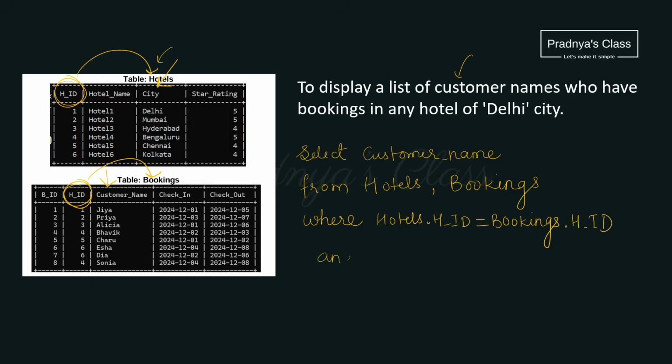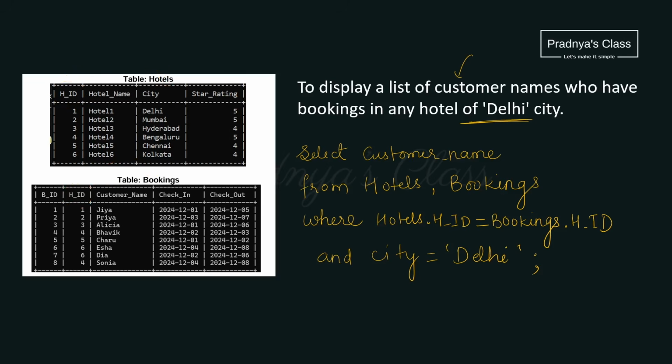Now using the AND operator, we will write the second condition mentioned in the question. Here the city should be Delhi. So we need to take city from the hotels table. Here also you should actually write hotels dot city equals Delhi, but it's okay. It is not a common column. We can directly write city equals Delhi. Don't forget to write the semicolon. So here is the query.